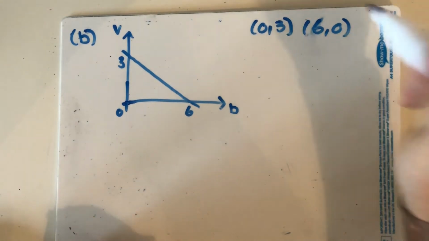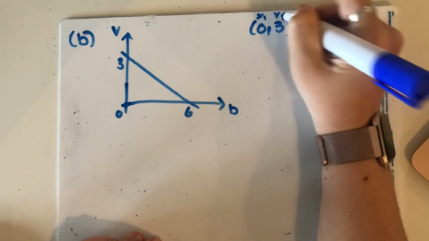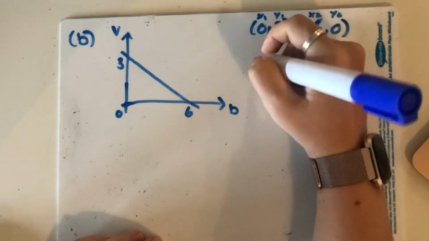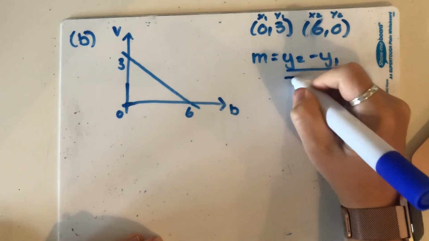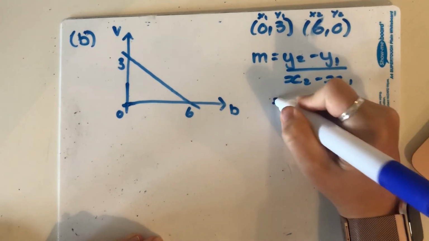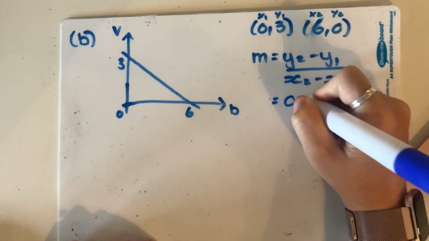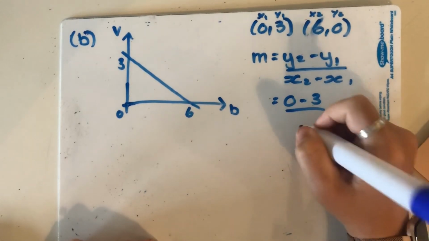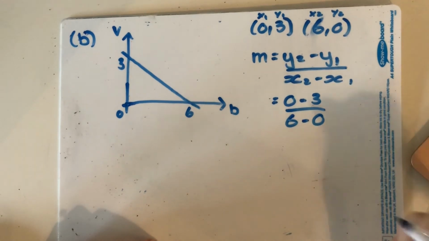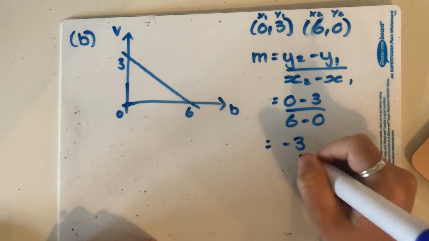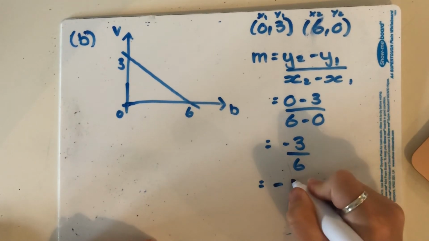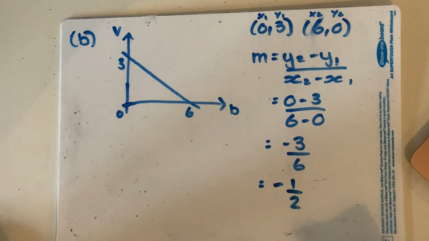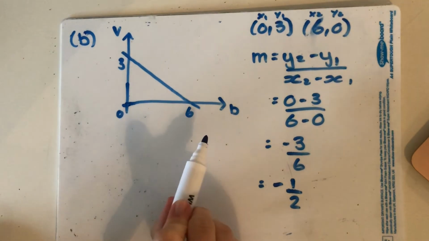So labelling x1, y1, x2, y2. Write down your equation. M is equal to y2 minus y1 over x2 minus x1. So on the top you're going to have 0 take away 3, and on the bottom we're going to have 6 take away 0. So simplified, that's going to give you negative 3 over 6. And 3 goes into both of them, so we're going to be left with negative a half for your gradient. And we would expect that gradient to be negative because it slopes down the way.